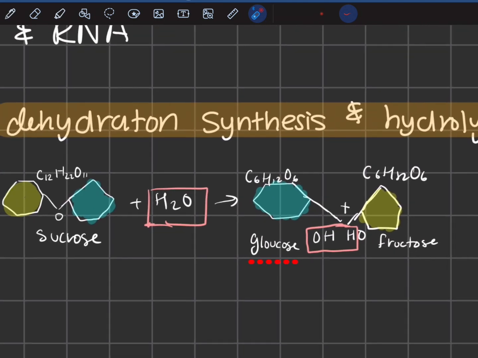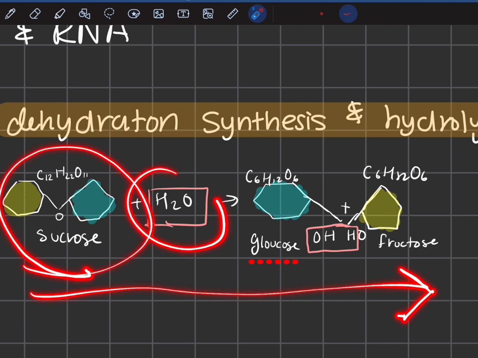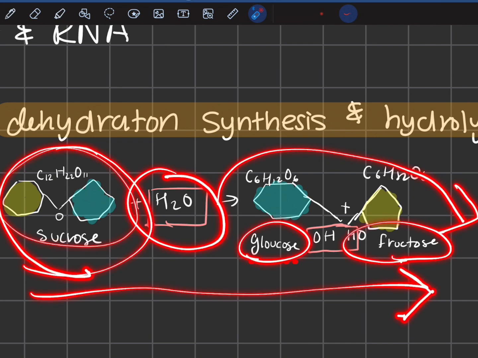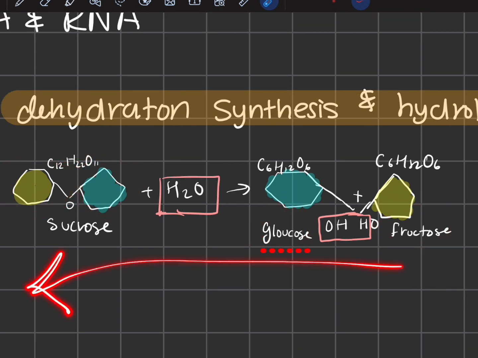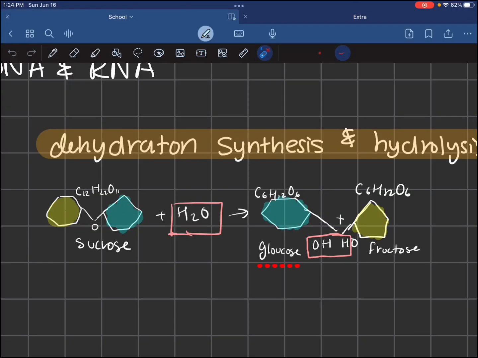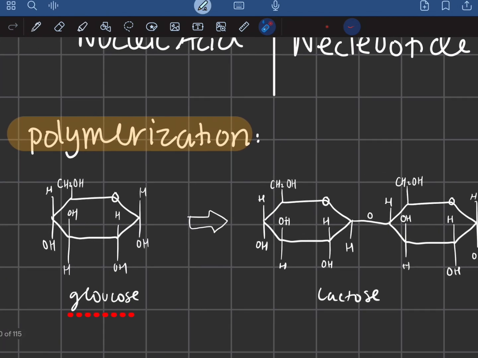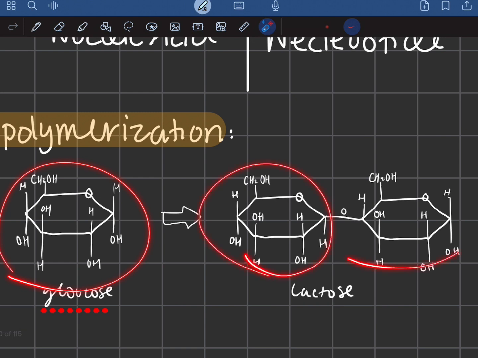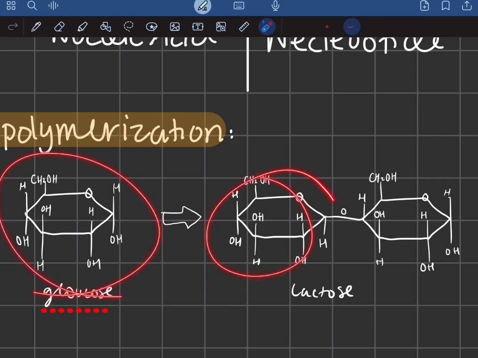And to see this in greater detail, I have this little diagram. So this is hydrolysis. A polymer plus water makes these two monomers. So this polymer breaks down into glucose and fructose. And this is dehydration synthesis, when these come together and they release water, and when they come together they make this bigger polymer. As for polymerization, we can see this here where we have two glucoses that come together to make a lactose. So a polymer is made out of two monomers coming together.